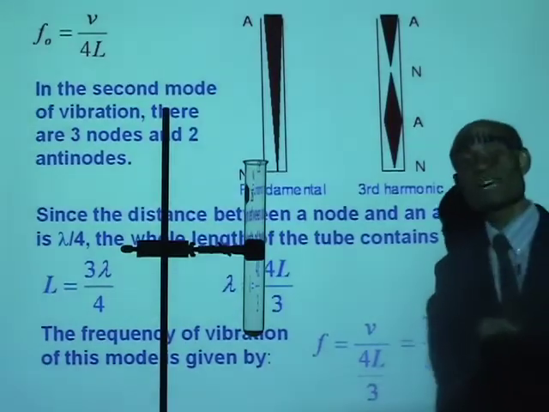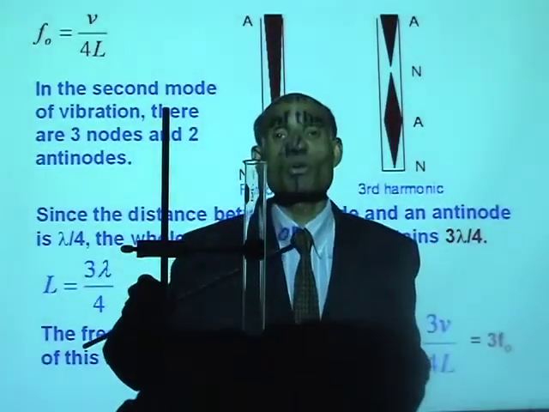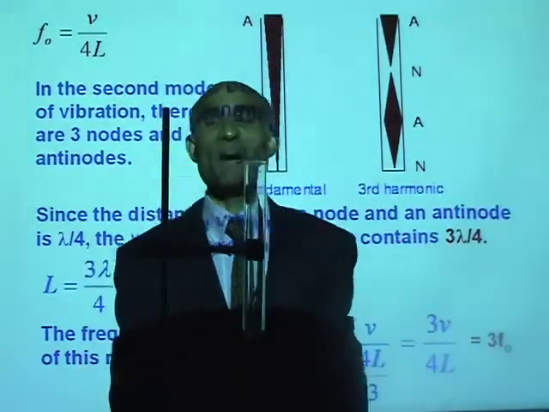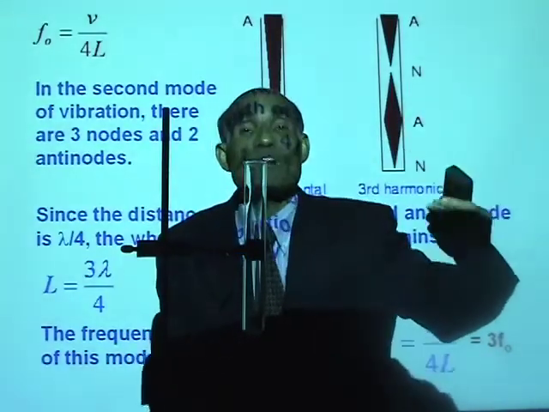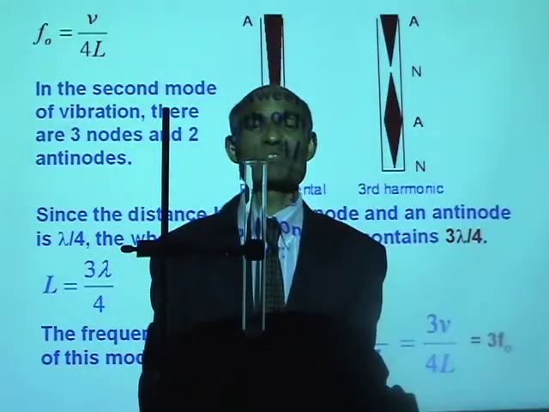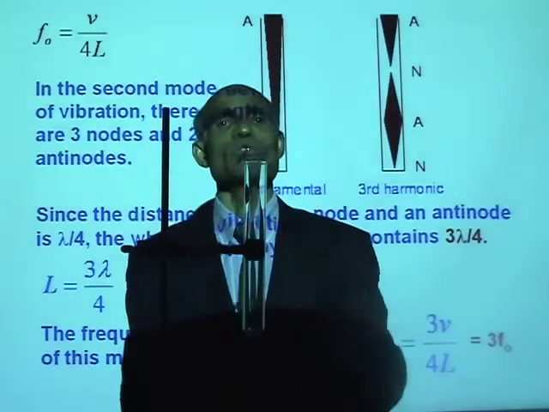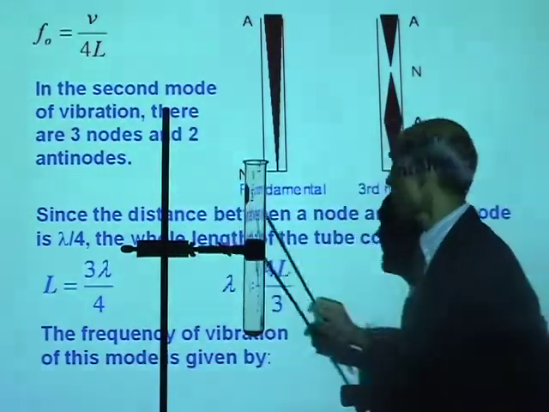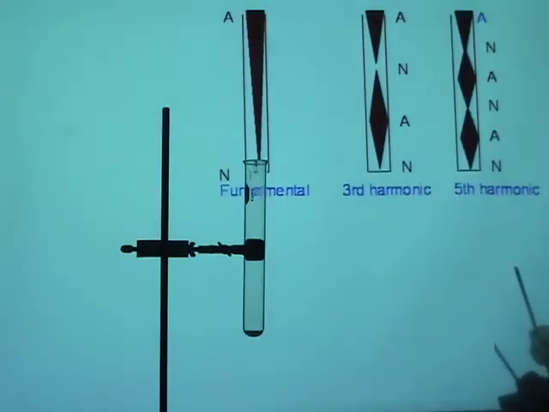Now what you notice here, in a closed tube, from the fundamental, the next mode is 3 times the fundamental. That means air inside a closed tube will not resonate with 2 times the fundamental. You see, that's a misfortune. Is that right? Well, that's how it happens. So for a closed tube, after the fundamental, the next mode of vibration is 3 times the fundamental.